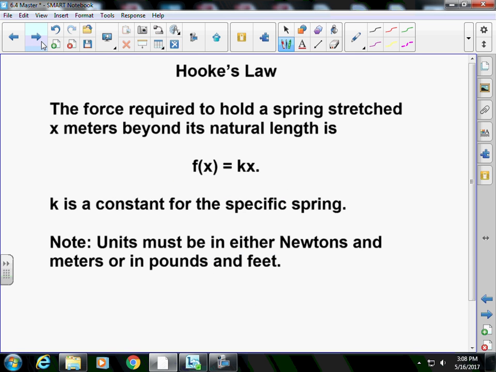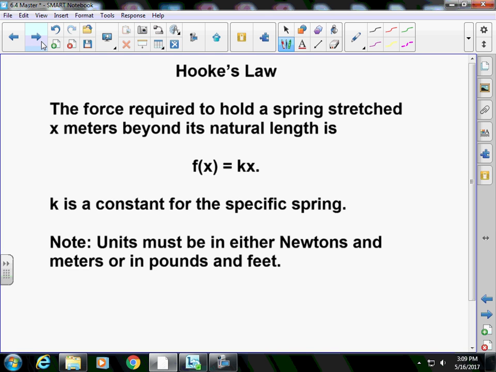So now we talked about how we're going to do that. Let's talk about Hooke's law. Hooke's law is the force required to hold a spring stretched x meters beyond its natural length. So if the natural length is 20 meters, and I want to stretch it to 30 meters, I'm stretching from 0 to 10 meters. So I'm starting at 0, and it's 10 meters beyond its natural length.